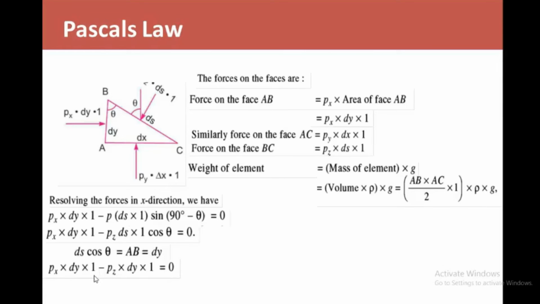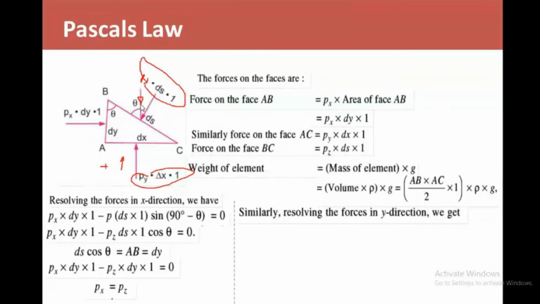So we will have px into dy into 1, that equals pz into ds cos theta, so that is dy, so dy into 1. And it will be downward, so negative. After that, next will be the weight of the fluid element. So we will have py into dx into 1 and acting upward, so positive, minus ps into ds sin theta. We just discussed this, and it is acting downward, so negative. Then weight is also acting downward, so it is rho g into AB और AC का वैल्यू पुट कर दो, so dx dy by 2 into rho g.